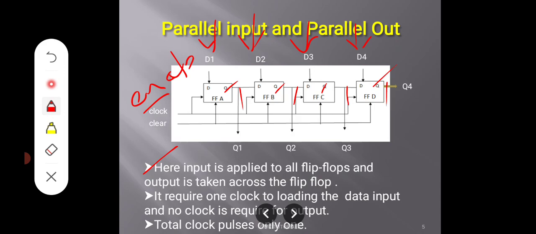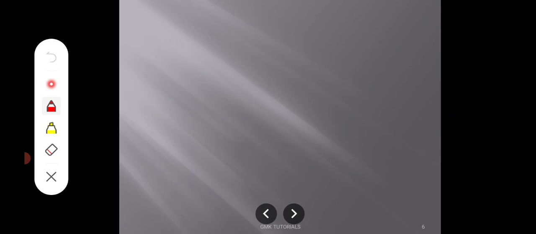So that's why in case of the parallel input and parallel output, for n-bit criteria, 1 clock for loading and 0 for reading the data. Therefore, the total number of clock pulses is only one clock pulse in the case of the PIPO. So let us see, guys, a very interesting example.